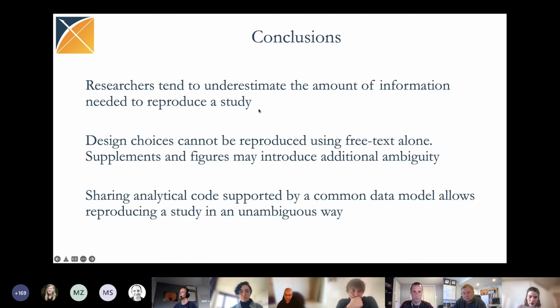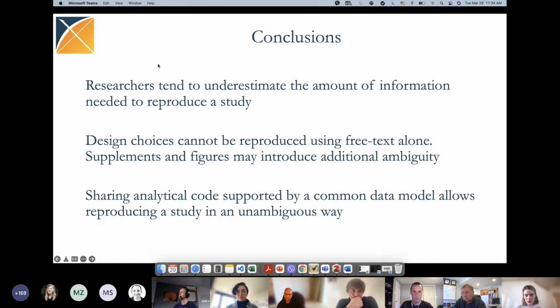And to sum it up, I want to say that, first of all, we tend to underestimate the amount of information that is needed to reproduce a study. We see this blob of text and we think that we can do it well, and we absolutely cannot. Also, free text is not very suitable for representing complex criteria. You cannot really describe the temporal connections and the other logical connections using free text alone. And using figures and supplements sometimes only confuses you and does not add clarity.